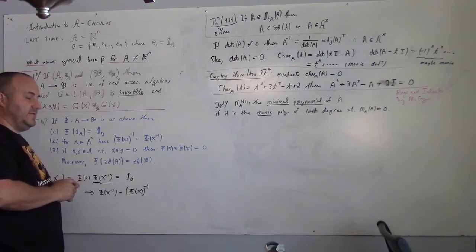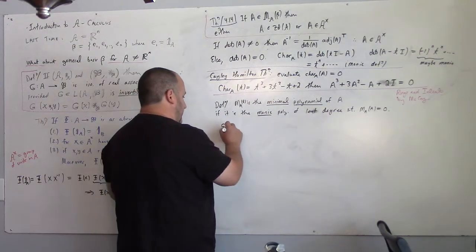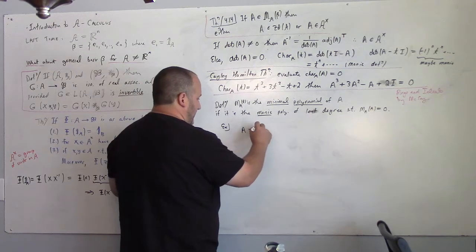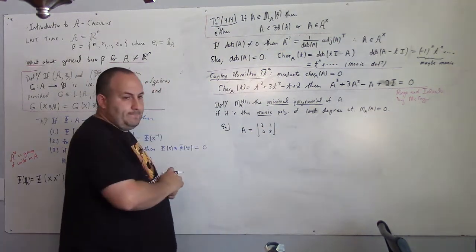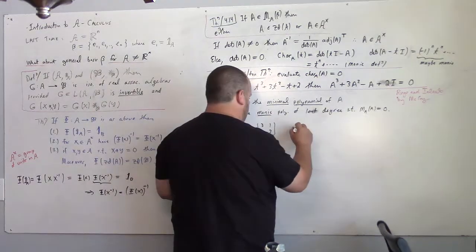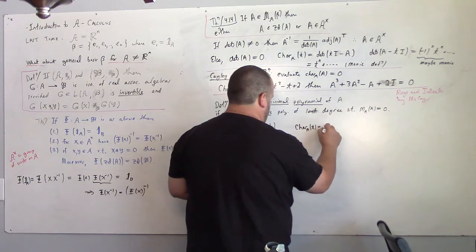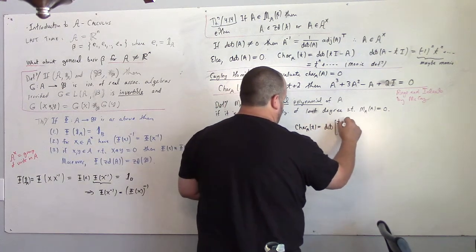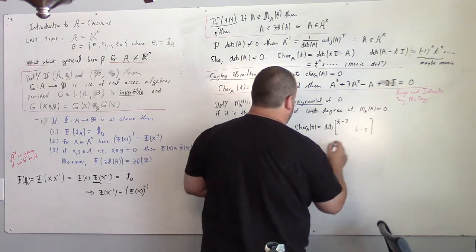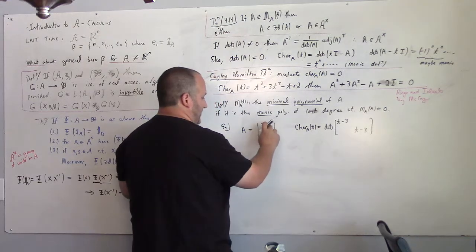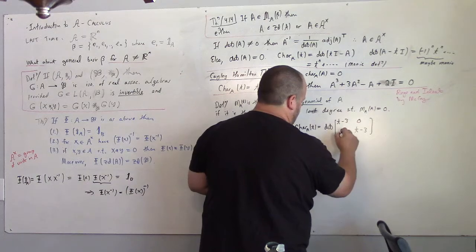Let me think of a simple example where I can show you the difference between these things. So if we have A equal to, say, [3 1; 0 3], then the characteristic polynomial of A is the determinant of tI minus A. Ooh, this isn't going to work. I better get rid of that. I'm going to make that a 0 there. Okay.